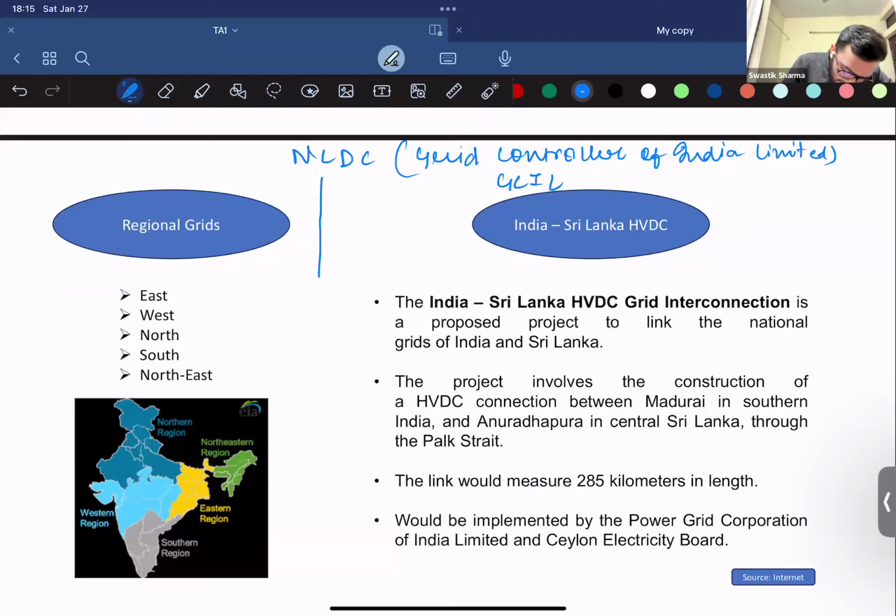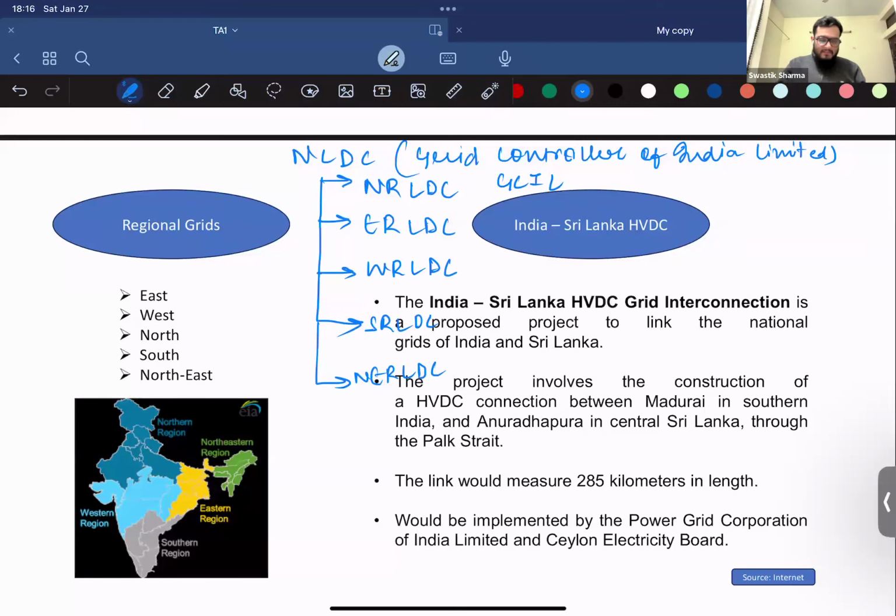So each NLDC has divided itself into 5 regions. These are RLDCs. So I will write NRLDC for North, and then we have East RLDC, West RLDC, South RLDC, and Northeastern RLDC.